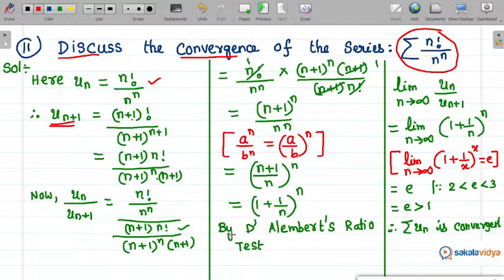So by D'Alembert's ratio test, limit n tends to infinity un by un plus 1 is equal to limit n tends to infinity 1 plus 1 by n whole to the power of n. So using one of the standard results, limit n tends to infinity 1 plus 1 by x whole to the power of x is e. So our answer is also e, where e lies between 2 and 3. Obviously e is greater than 1. So sigma un is convergent.